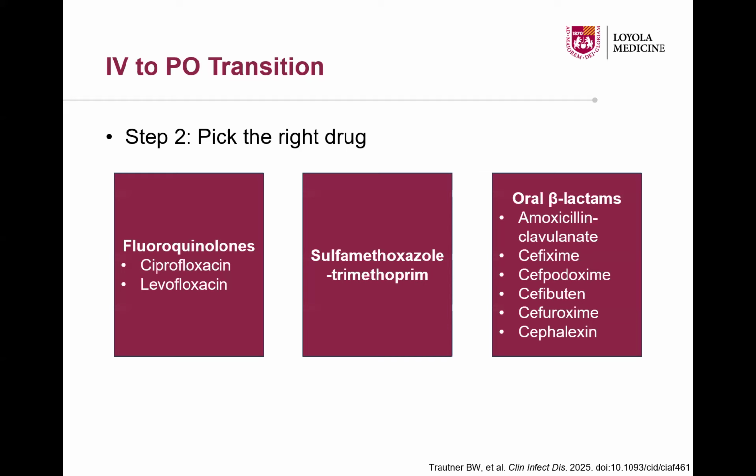So fluoroquinolones and sulfamethoxazole-trimethoprim, I feel like are largely the bread and butter, or historically have been, when it comes to complicated urinary tract infections. But then we have the oral beta lactams that also seem to have a role as well. And so these are the specific ones that are listed in the complicated UTI guideline. And there's a little bit more context as to why they are there.